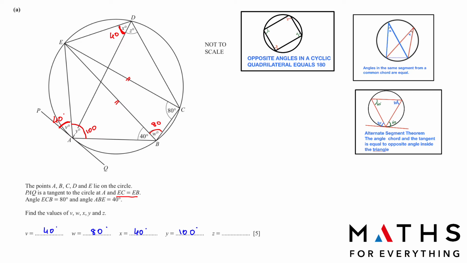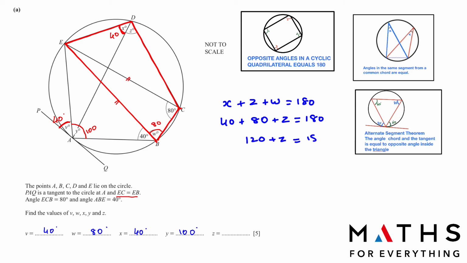And then we have Z. Again, we can use the cyclic quadrilateral. You know that the opposite angles in a cyclic quadrilateral add up to 180. So X plus Z plus W is equal to 180. We already have our X, we have our W. The only thing we need to find is Z. So this is 120 plus Z is equal to 180. Z is equal to 180 minus 120, which is 60.